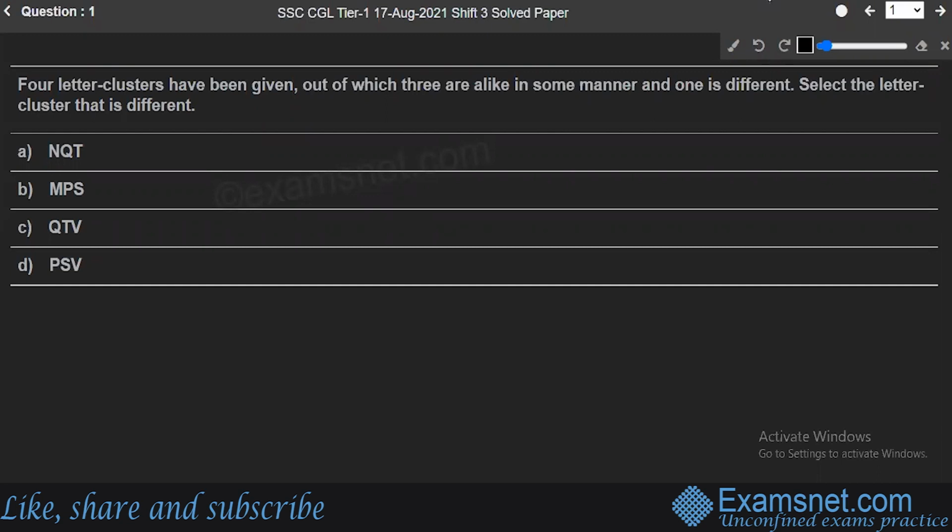Today we'll be solving SSC CGL Tier-1 17 August 2021 Shift 3 paper.